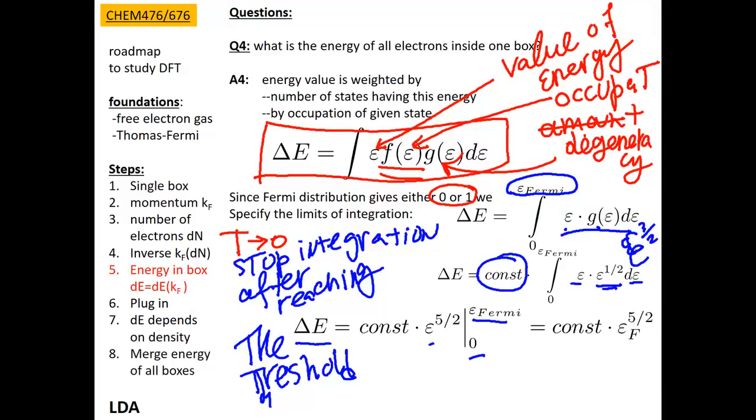And if you have more than one box, if you integrate over all boxes, then the energy will be a summation over all boxes, which means an integral over all three dimensions: rho of r to the power 5/3 dr. So this is where we were starting.